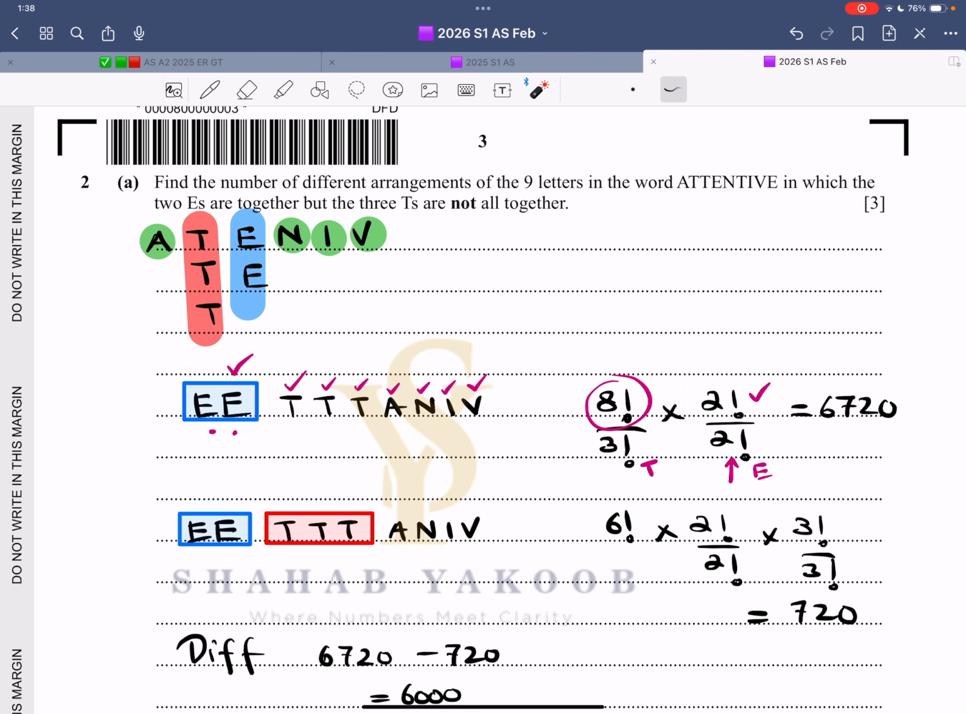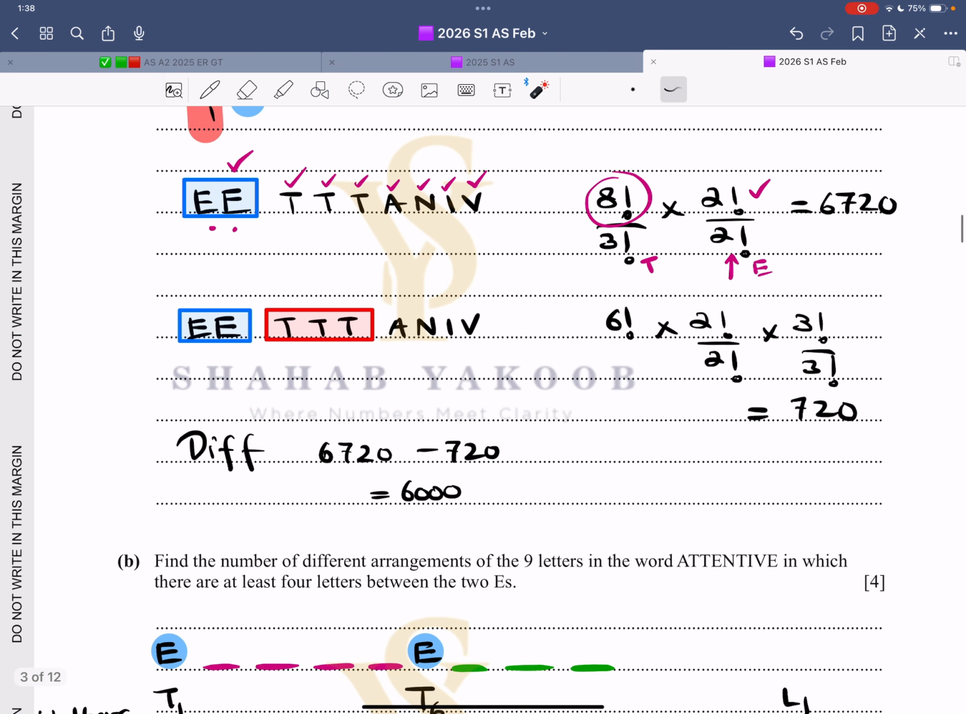Now, what if the 2 E's are together, the 3 T's are together? So this is 1, 2, 3, 4, 5, 6. That is 6 factorial. Inside the box, nothing, nothing. So this is 720. So we want the 2 E's together, but the 3 T's are not all together. That is the shortest way I can think of. So therefore, the subtraction, the answer is 6000.